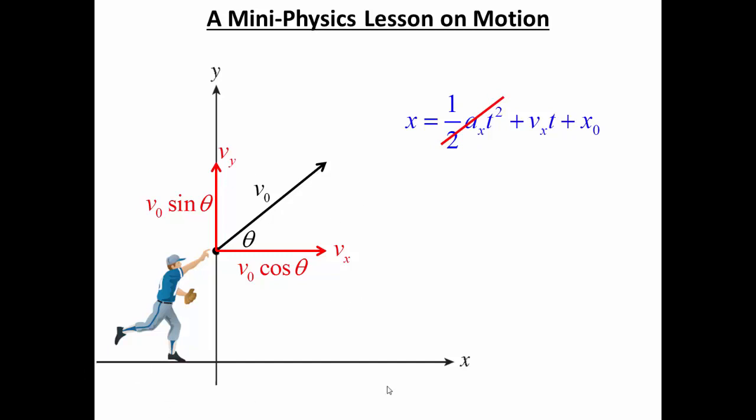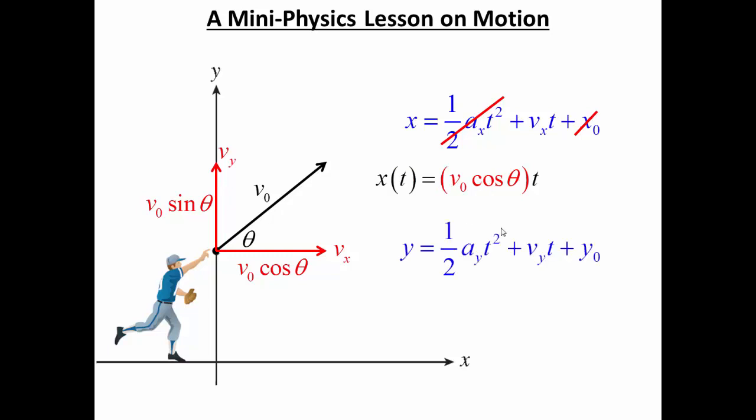And based on where I put the xy plane, your initial position is going to be 0 in the x direction. So in the x direction, the only thing that really matters is your velocity in the x direction and your time. In other words, distance equals rate times time. So v sub x is v naught cosine theta, times t, and what we have there is our x position equation.